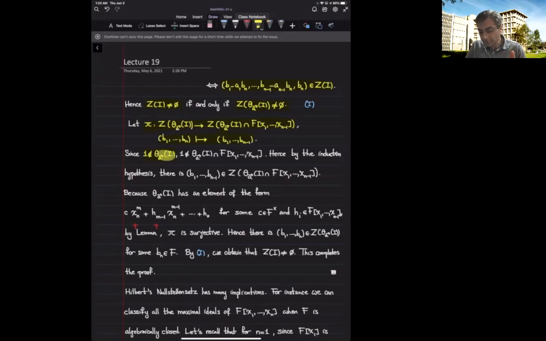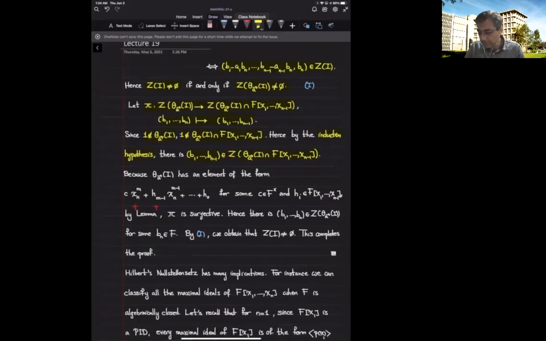And because 1 does not belong to this ideal, of course it does not belong to the intersection of this ideal with a subring that we are given over here. So that means this is a proper ideal of the ring of polynomials with one less number of variables. So I'm allowed to use the induction hypothesis for this ideal and get a common zero for all the polynomials inside this ideal. So again, by the induction hypothesis, we obtain a common zero, b1 dot dot dot b sub n minus 1, for the ideal theta of A intersected with the ring of polynomials with one less number of variables. Okay, so this is a common zero of this ideal.